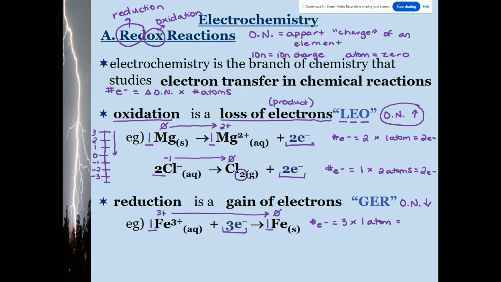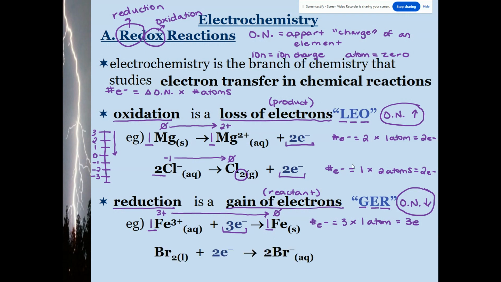Okay? Now, when electrons are gained, they are a reactant. Just like when you gain heat, it's a reactant. Okay? So reduction is a gain of electrons. Gain of electrons is reduction. Oxidation number, you can tell whether or not it's reduction or oxidation based on the oxidation number. Oxidation numbers or ion charges are very, very important here. They show the transfer of electrons. Okay? Now let's say I have bromine, a nonmetal.